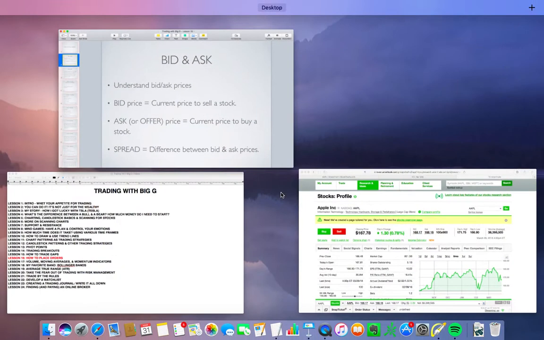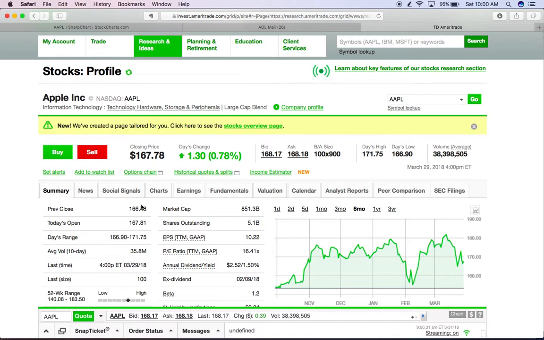So let me show you. This is Apple on TD Ameritrade. And you see Apple, of course, the symbol up here. The closing price was $167.78, and then the bid ask. The bid is $168.17, and the ask is $168.18.